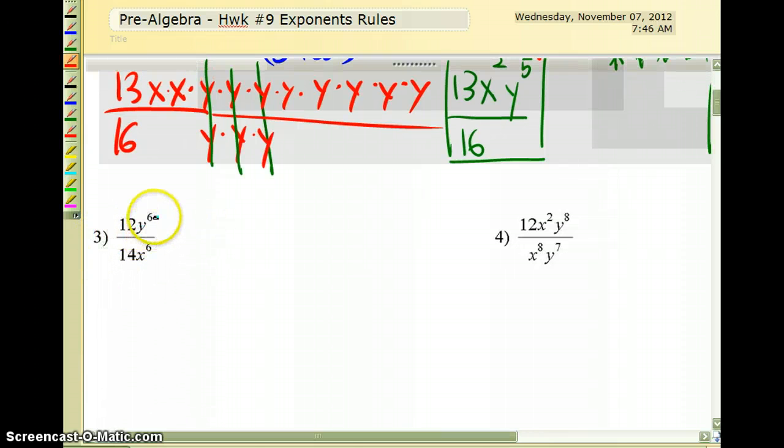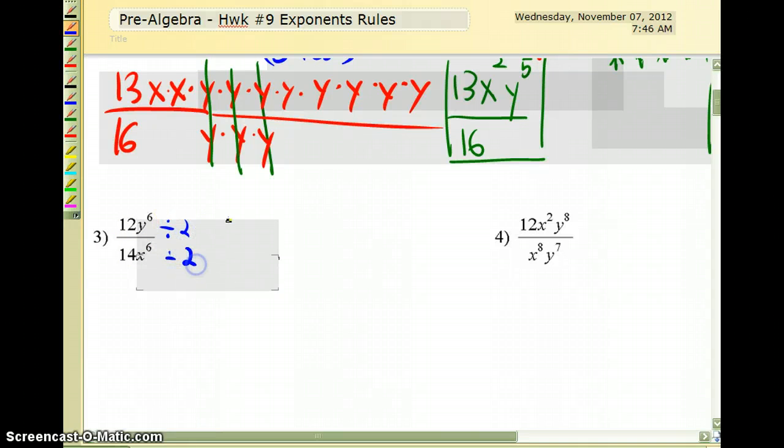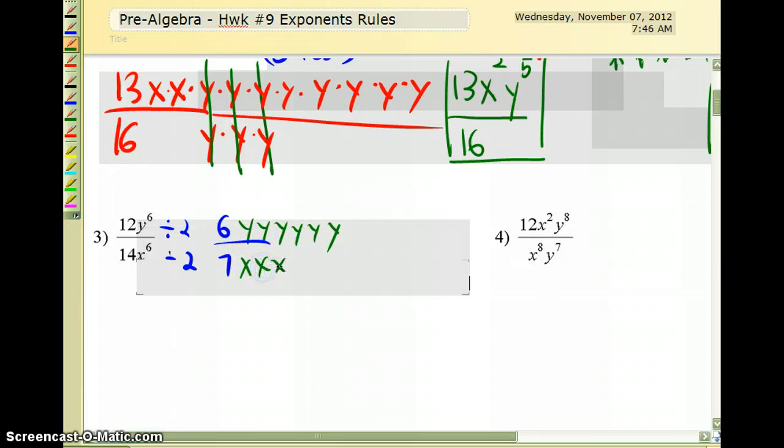Number 3. I have 12y to the 6 over 14x to the 6. So I do need to simplify the 12 and the 14, so I can divide both by 2, giving me 6 over 7. And then I'm going to expand out the y's. I'm going to expand out the x's in the denominator.